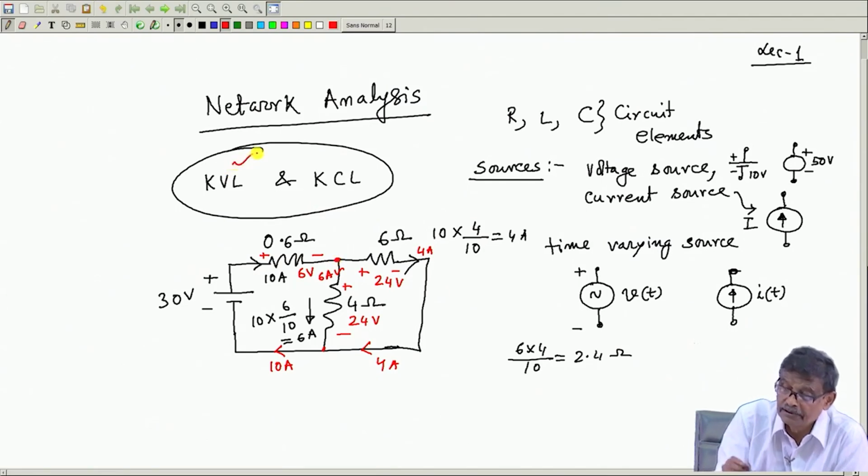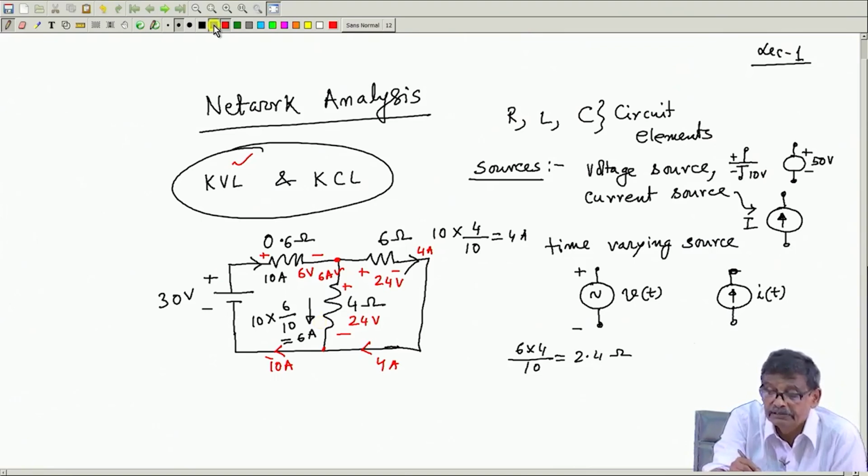Now, what about KVL? KVL says that consider any closed path in the network, and the sum of the voltages, if you add up, will sum up to 0. For example, consider this loop, this closed path. After identifying the closed path, I decide to start my journey from this point and I will traverse this closed path in this direction, it does not matter. Suppose I decide I will go this way.